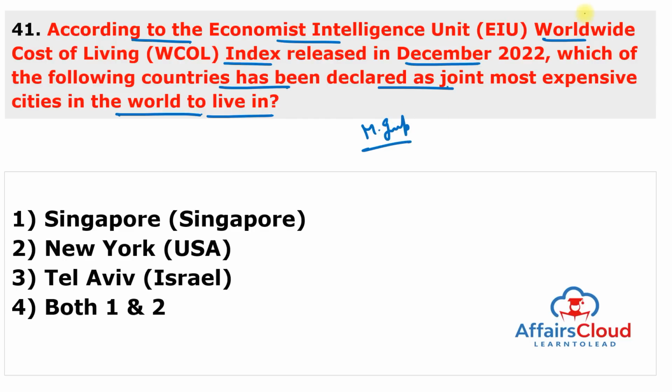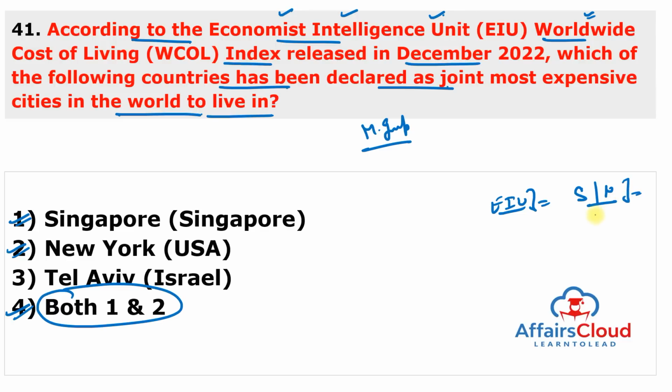First of all, remember this Worldwide Cost of Living Index is published by the Economist Intelligence Unit. And these cities are Singapore and New York. Answer of this question is both 1 and 2, so answer of this question is 4. So according to the Economist Intelligence Unit, Singapore and New York have been declared as the joint most expensive cities in the world to live in.